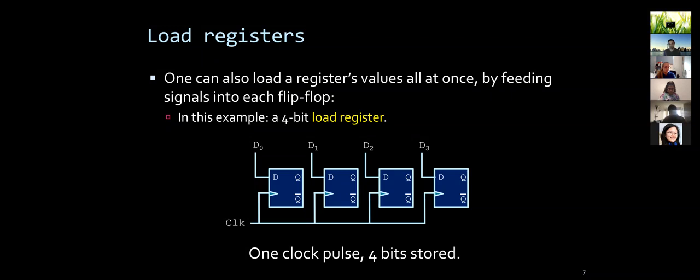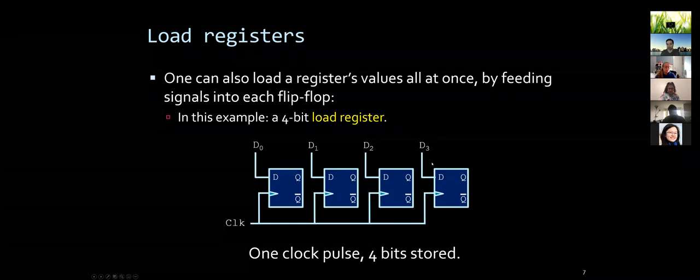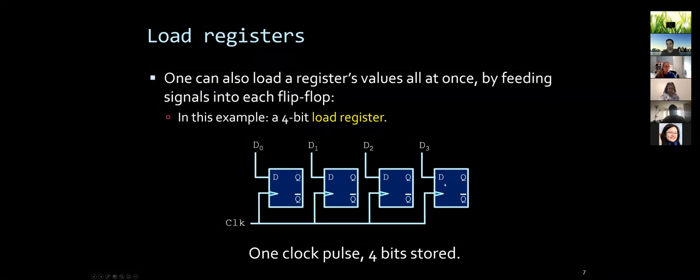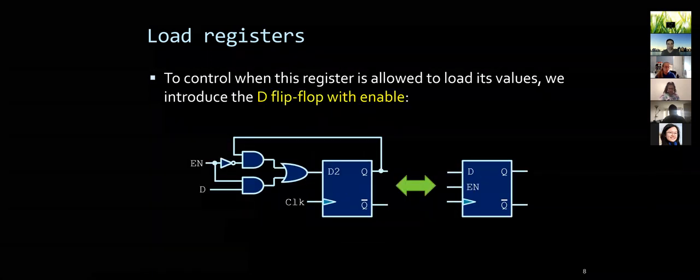For example, here I'm showing a so-called 4-bit load register. You see those are your usual D flip-flops that we learned in the previous class, and all have an independent input signal, right? So in one clock pulse, we can store 4 bits independently here. They all have separate inputs. The strength here, how we cut the latency, is parallelism. We can manipulate them all in parallel. This is a so-called load register.